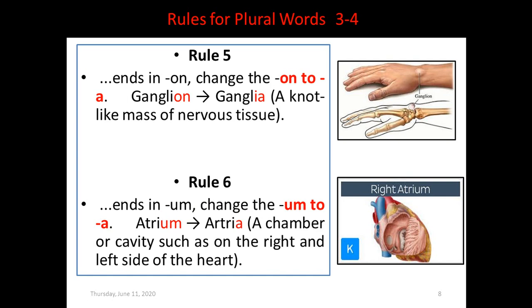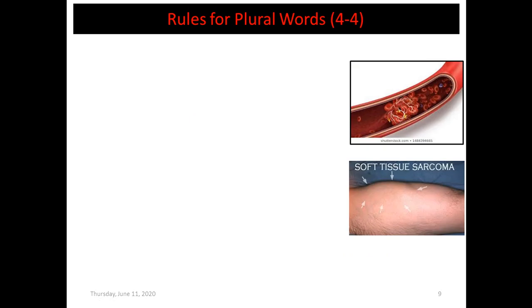Rule number 6. If the word ends with um, it will be changed from um to a. Like atrium will be atria. Atrium is singular, while atria is plural. A chamber or cavity, such as on the right and the left side of the heart. This is the atrium. If it is one, it is atrium. If there are two or more, we call them atria.